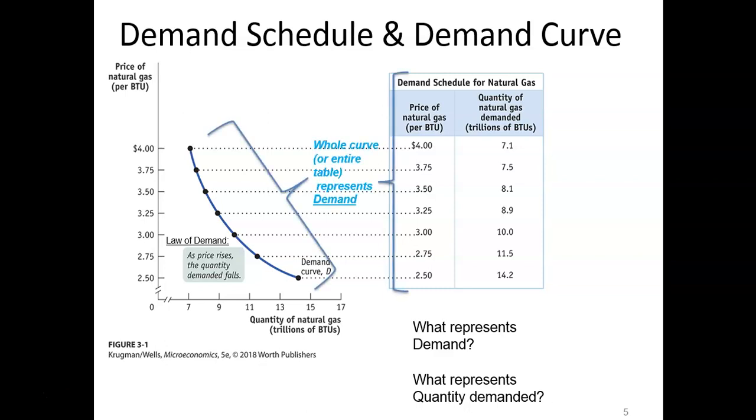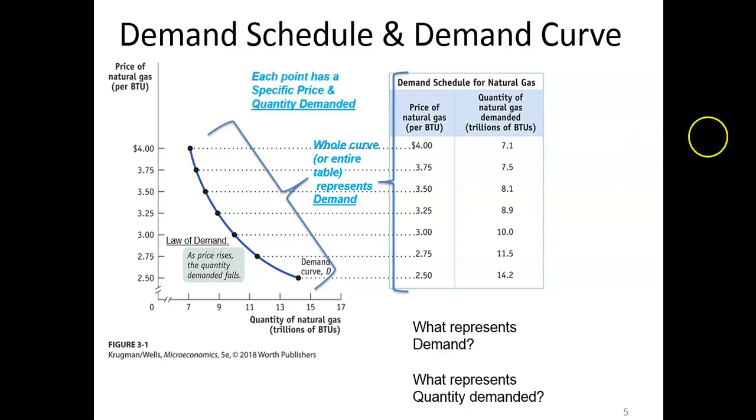Well, the whole table, right? Demand schedule, typically called. The whole table of price quantity combinations, that's a representation of demand in this market. And the whole curve, the demand curve, is the same information, but represented in graphical form. So either the whole curve or the whole table represents demand.